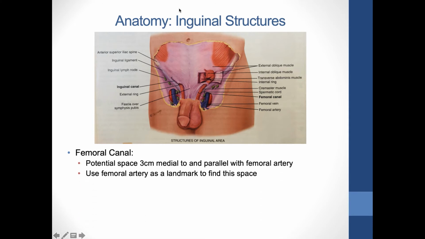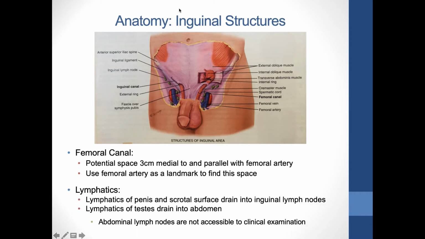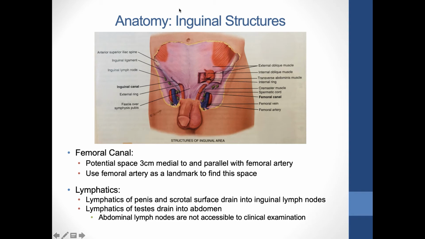The femoral canal is a space that's 3 centimeters medial to and parallel with the femoral artery. The femoral artery is actually used as a landmark to find this space. The lymphatics of the penis and scrotal surface drain into the inguinal lymph nodes, and the lymphatics of the testes drain into the abdomen. The abdominal lymph nodes are not accessible to clinical examination.